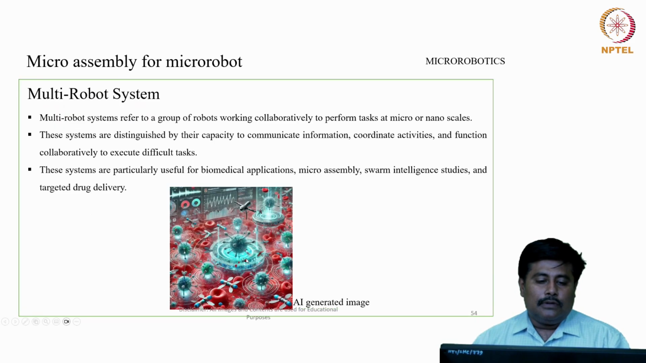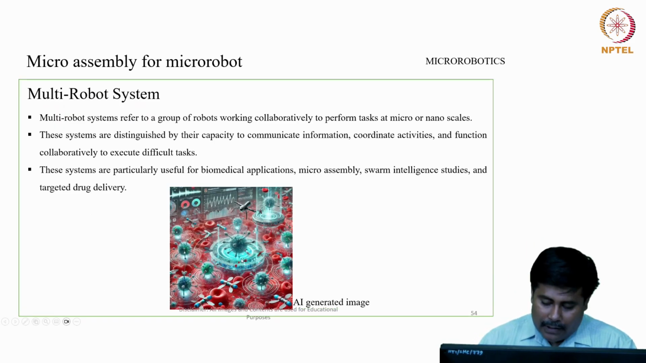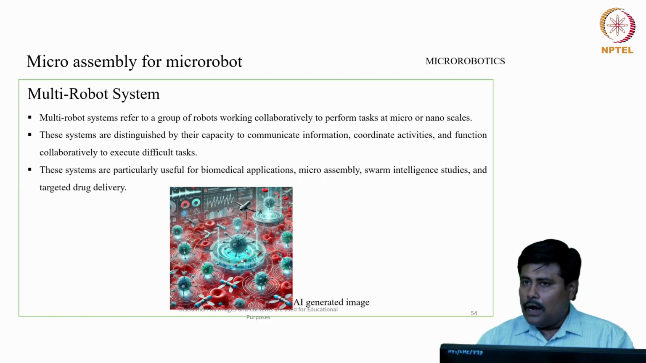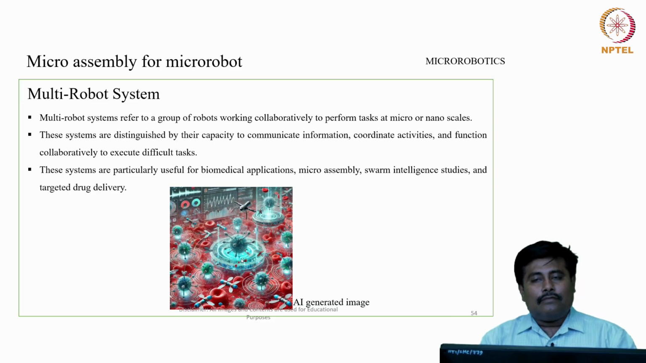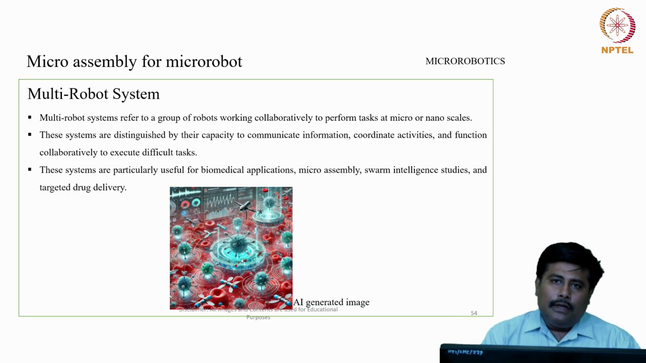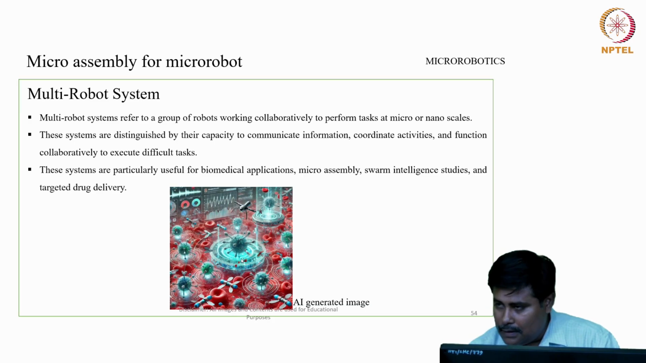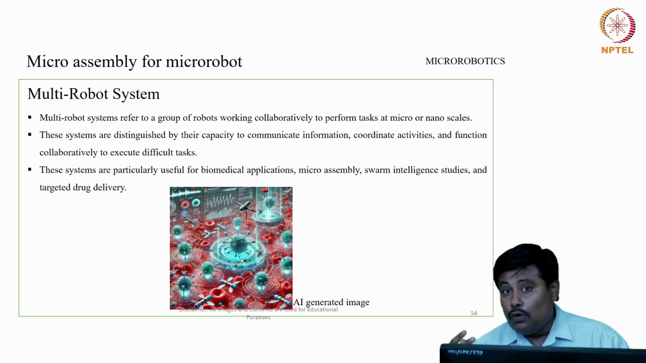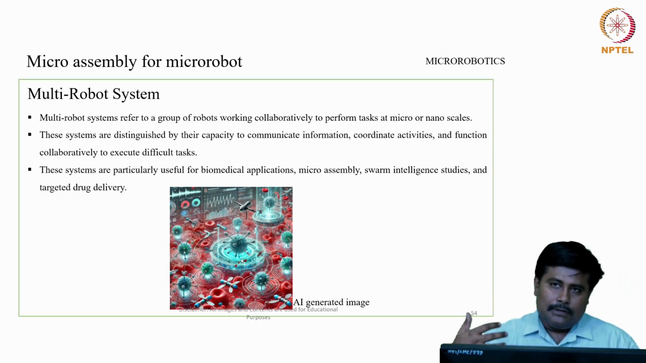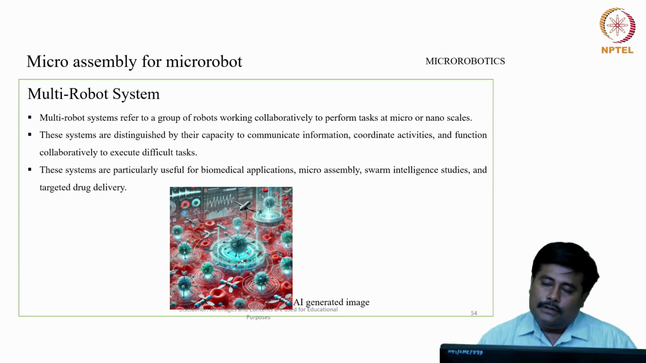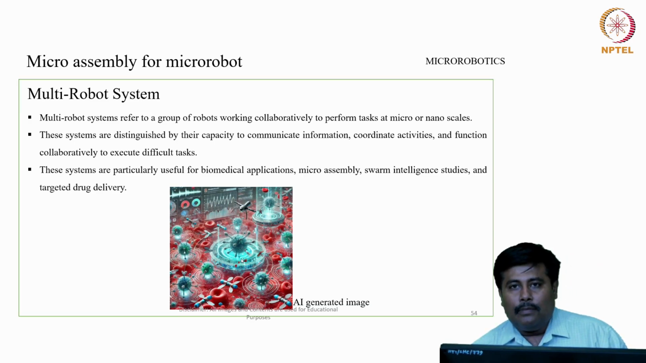Now we will discuss multi-robot systems. Ideally, in a multi-robot system we have multiple robots which interact with each other and collaboratively perform tasks. In fact, there is also a buzzword, cobotics. It is a similar system at a micro level. These multi-robot systems refer to a group of robots working collaboratively to perform tasks at micro and nano scales.